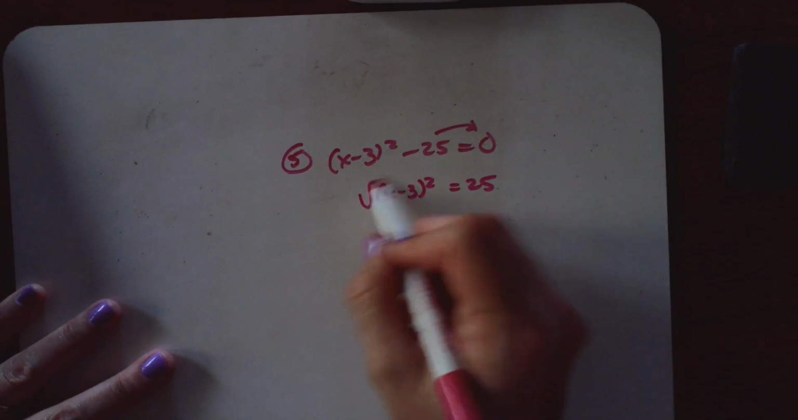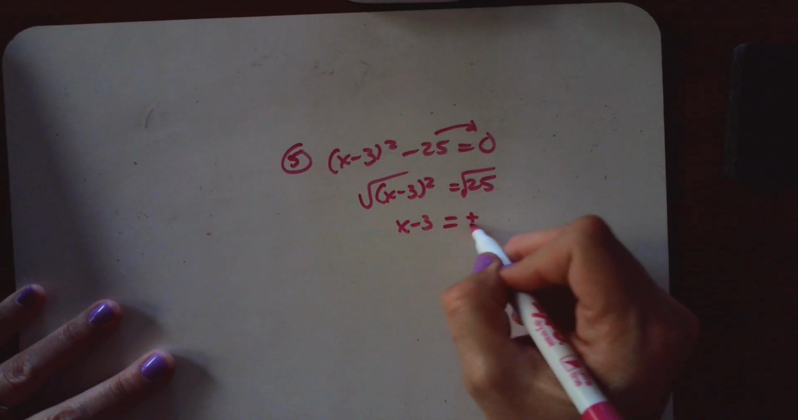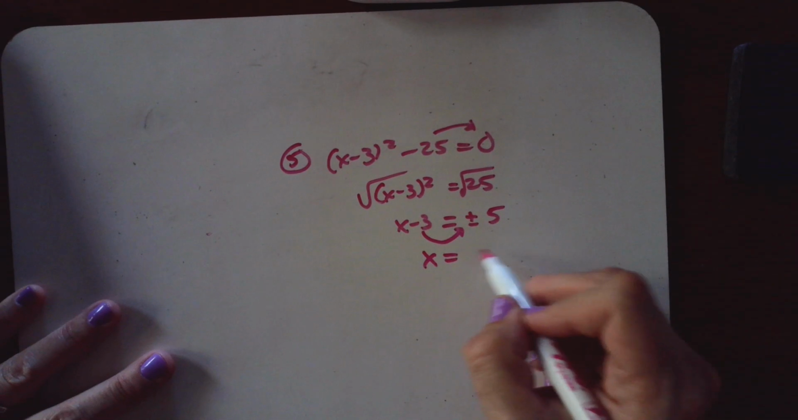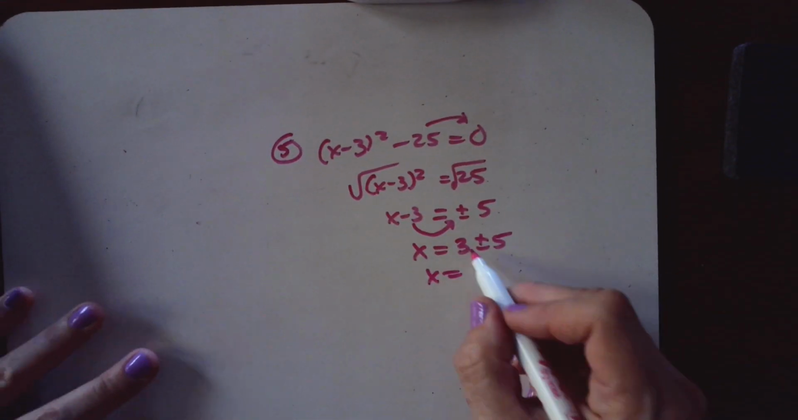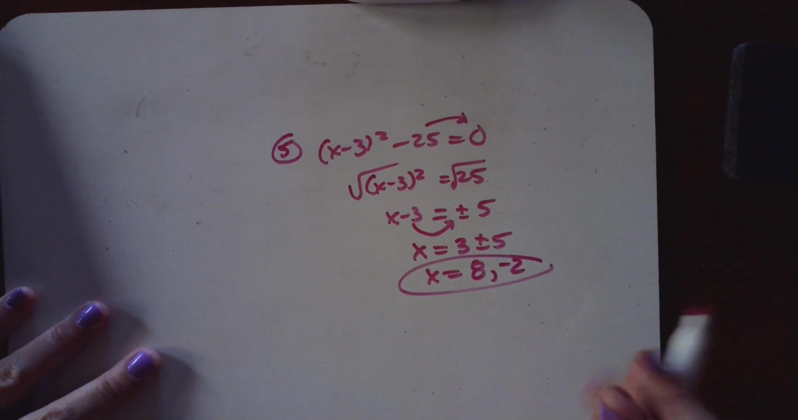To get rid of the square, do the square root. X minus 3 pops out, and don't forget, plus or minus 5 over here. This negative 3 moves over, becomes positive, so my answer is 3 plus or minus 5, which provides me with two scenarios. 3 plus 5 is 8, 3 minus 5 is negative 2, so there's my two answers.